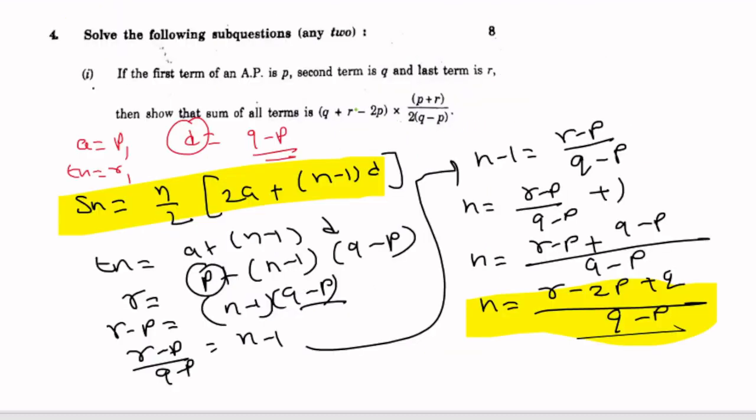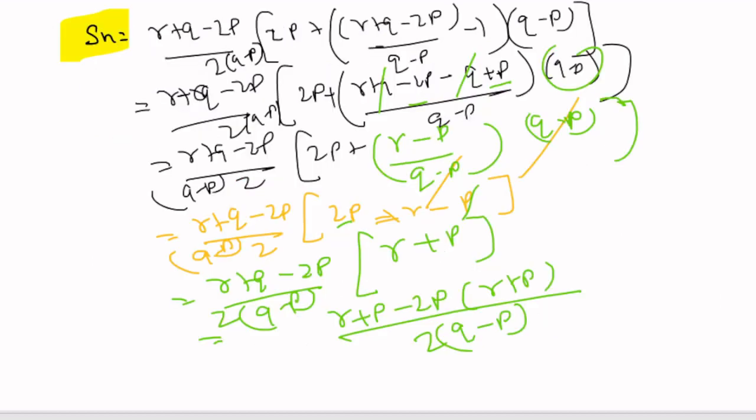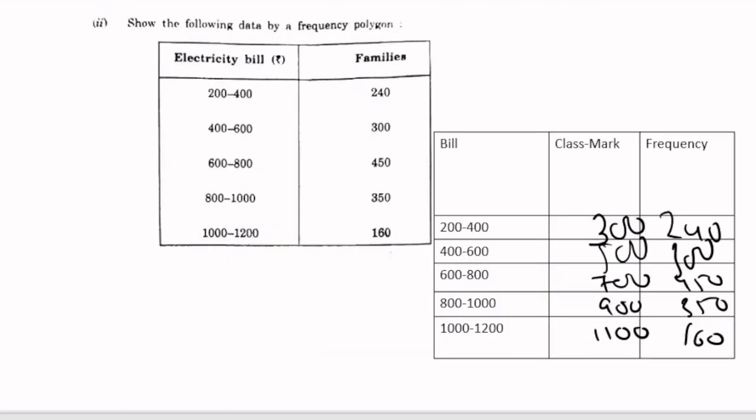So that's what was required, right? Simply, first we have to find the value of n. We found it from here, substituted the value of n in the summation, and we got the answer. Okay, let me know if you have any doubt in the comment section. Let's move to the next question.